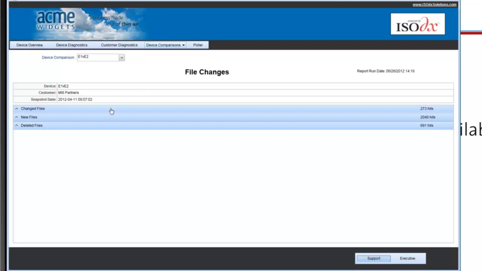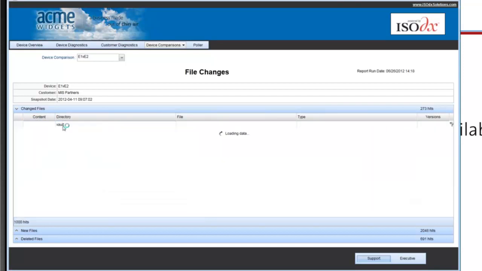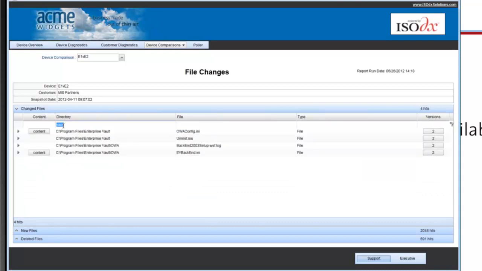So the problem is here, we notice that there are 273 files that were changed, 2,000 plus files that were added to the secondary machine, and 691 that were on the first one but not the second. So let's go ahead and open up the changed files. I want to know how files are different between those two hosts. Now the other thing we also know is that Enterprise Vault was the faulting application here. That's what the customer told us. So now my support person can actually whittle down the responses from almost 300 down to 4 relevant hits.